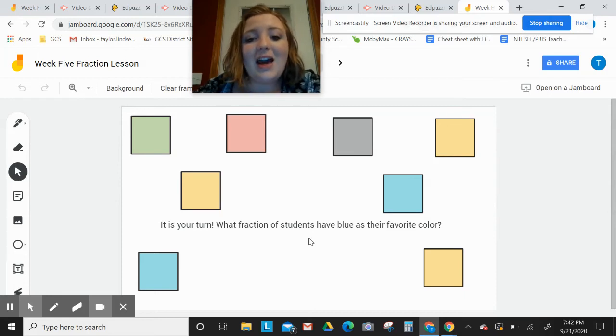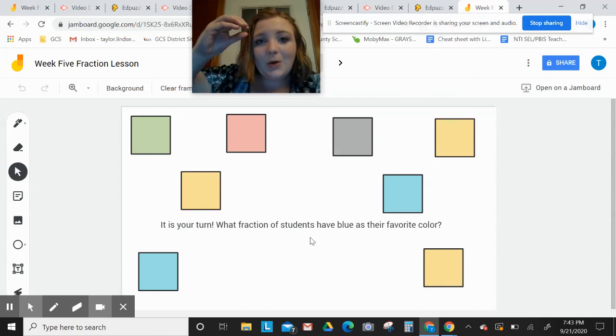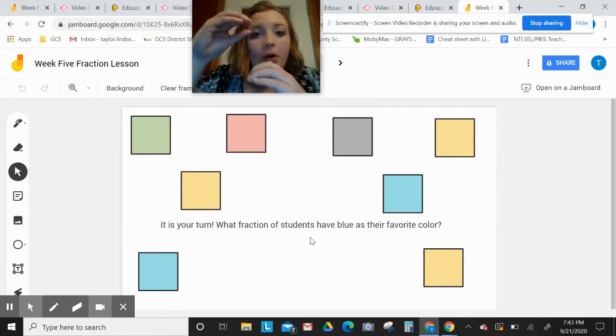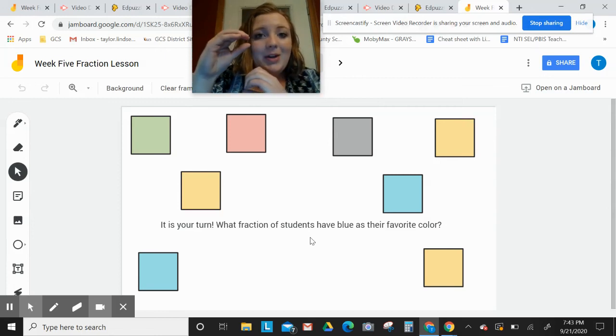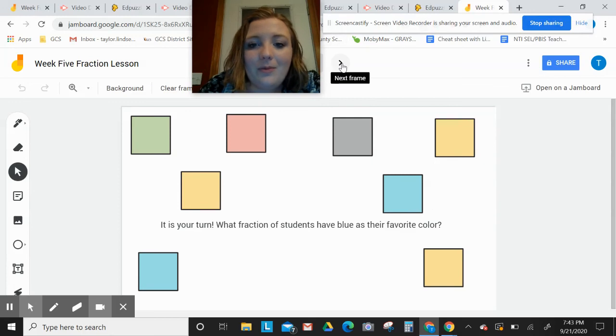What fraction of students have blue as their favorite color? So you're going to look at our class here, and you're going to come up with a fraction of the number of students that have blue as their favorite color. Remember, our pieces go on top, and then the whole is how much makes a whole. How many pieces in total can we have for one class? So once you're finished, you're going to continue.